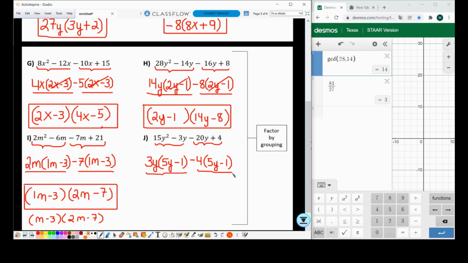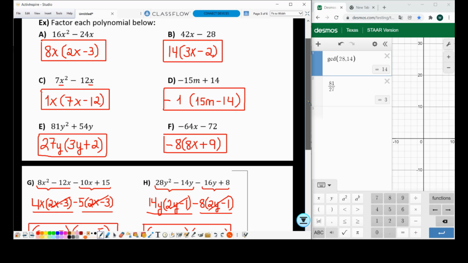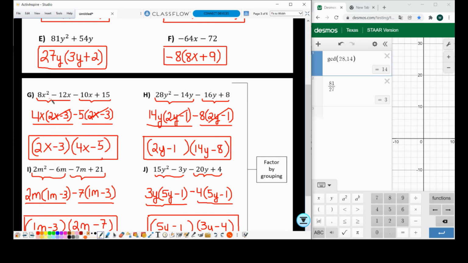So I have the first term and the second term. I open two sets of parentheses. What they have in common goes on the first, 5y minus 1. And if I remove those, then I have 3y minus 4. So there you go. So today we learned how to factor these binomials right here at the beginning. And then I showed you how to factor by grouping when you have 4 terms like these. This is in preparation for what's coming next, which is factoring trinomials.